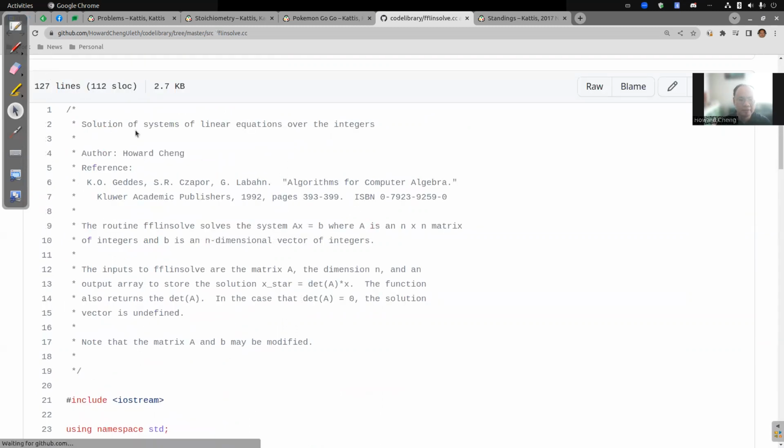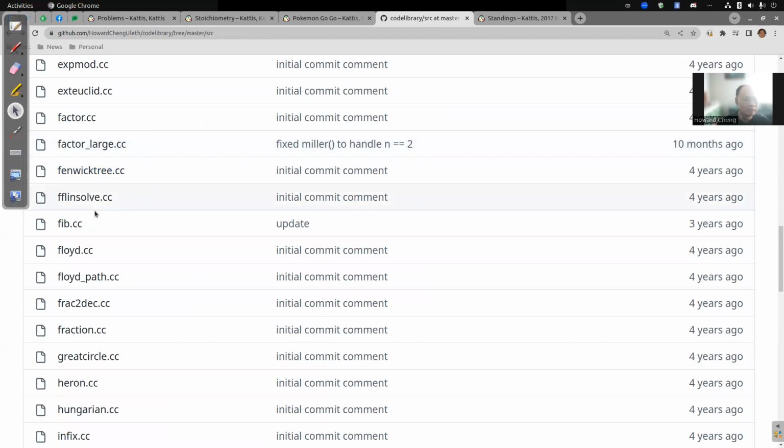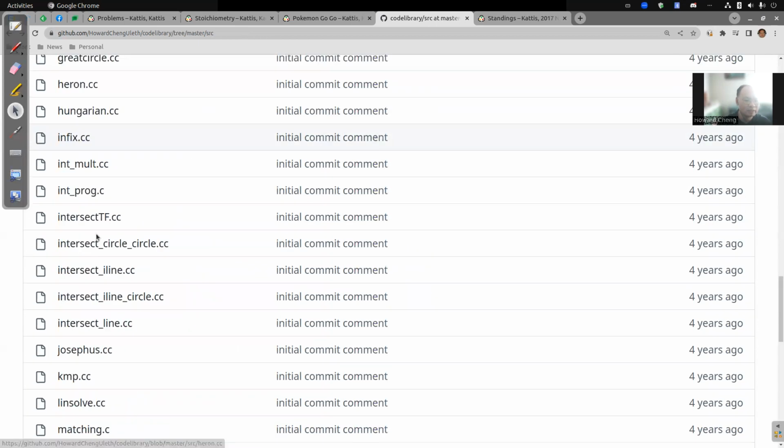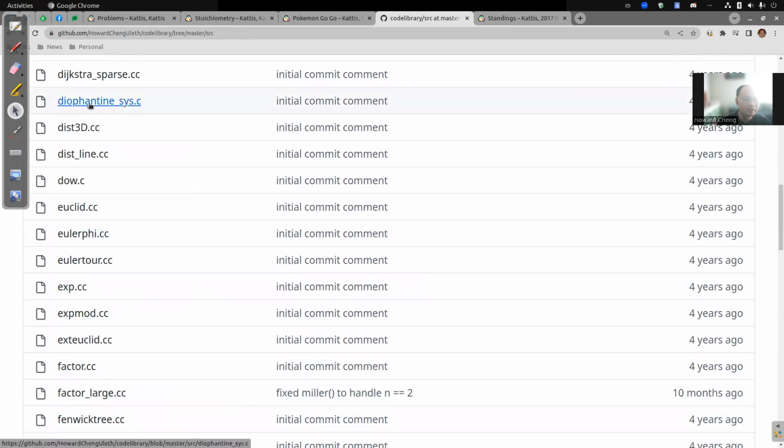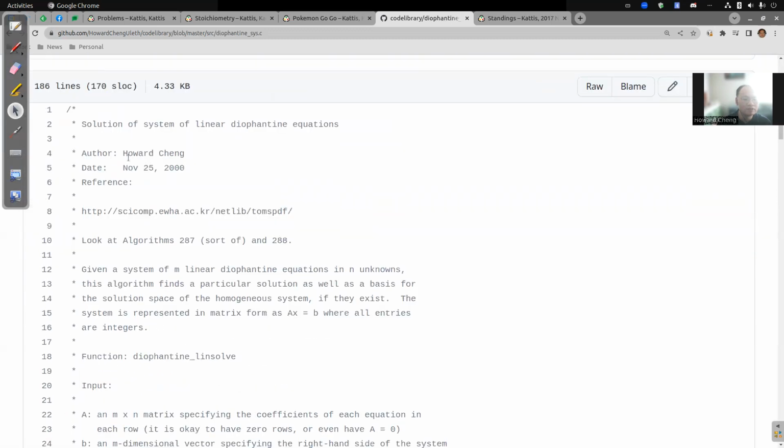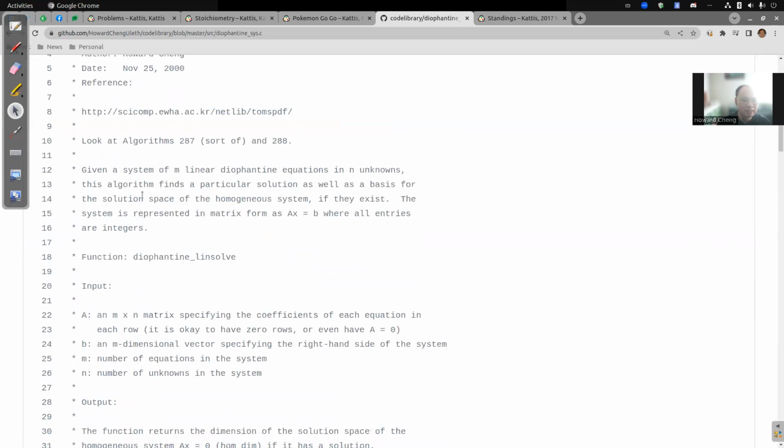Okay. We also have another one, and this one may be a little bit more obscure, called Diophantine-Cis. This is the system of linear Diophantine equations. What are Diophantine equations? They're basically equations where you force the solution to be integers. Oh, okay, that seems like what we want.